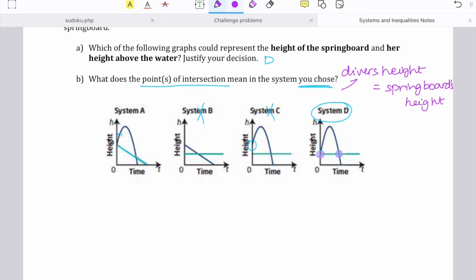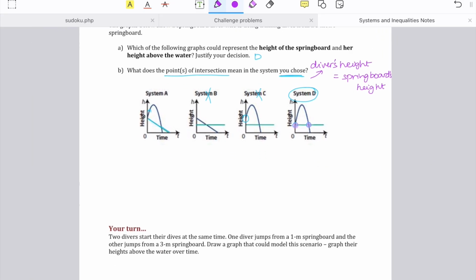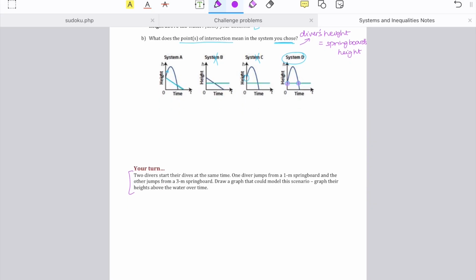That's what the point of intersection tells us. Okay, so now you guys are supposed to do this question. Two divers start their dives at the same time. One diver jumps from a 1 meter springboard and the other one jumps from a 3 meter springboard. Draw a graph that could model this scenario. Graph the heights above the water over time.